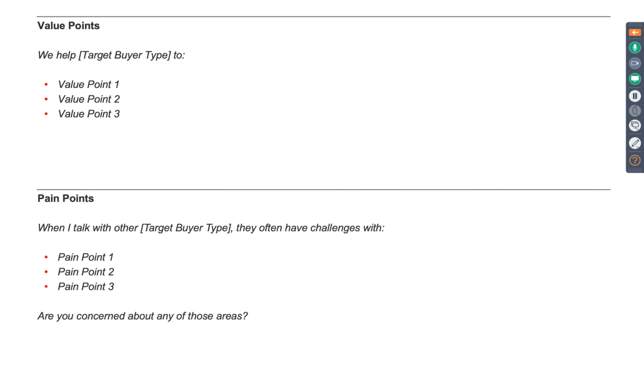We can use your pain points to create a pain points building block. When I talk with other chief financial officers, I know that they often have challenges with: it's difficult and time-consuming to reconcile the quarterly reports. It's difficult to communicate with all the different stakeholders. Are you having any challenges with those? Are you concerned about any of those challenges? That's a pain points building block.